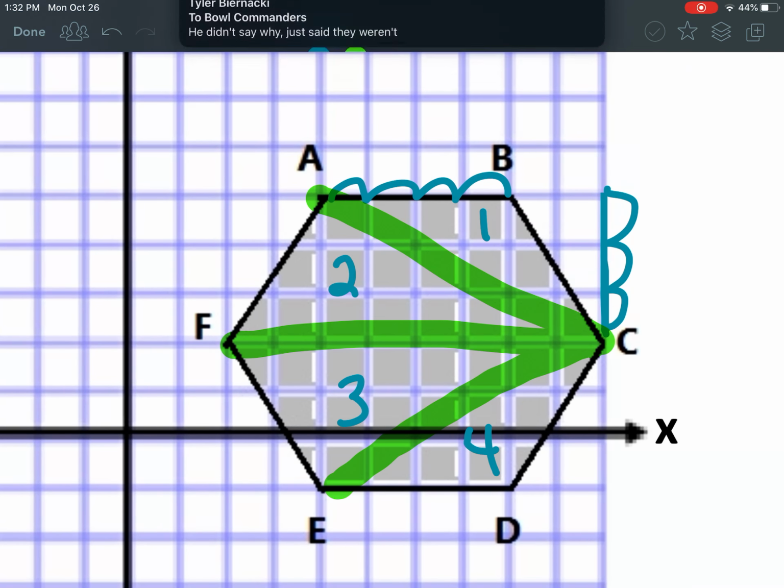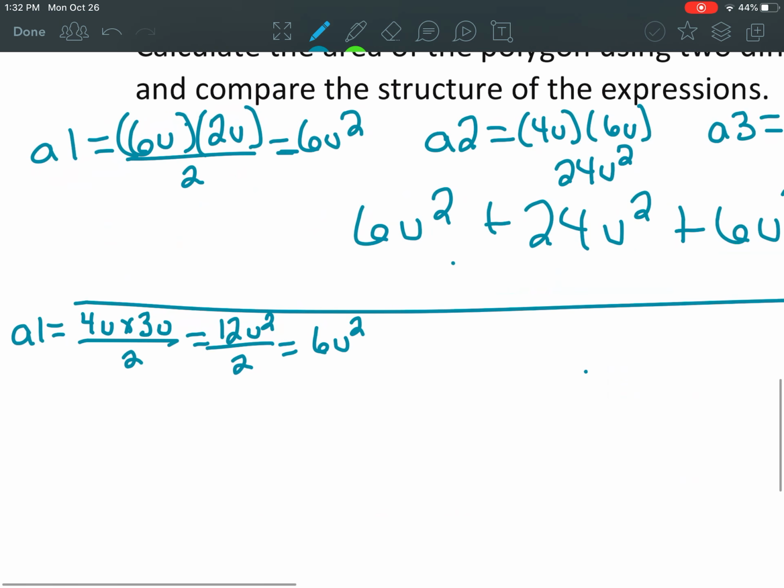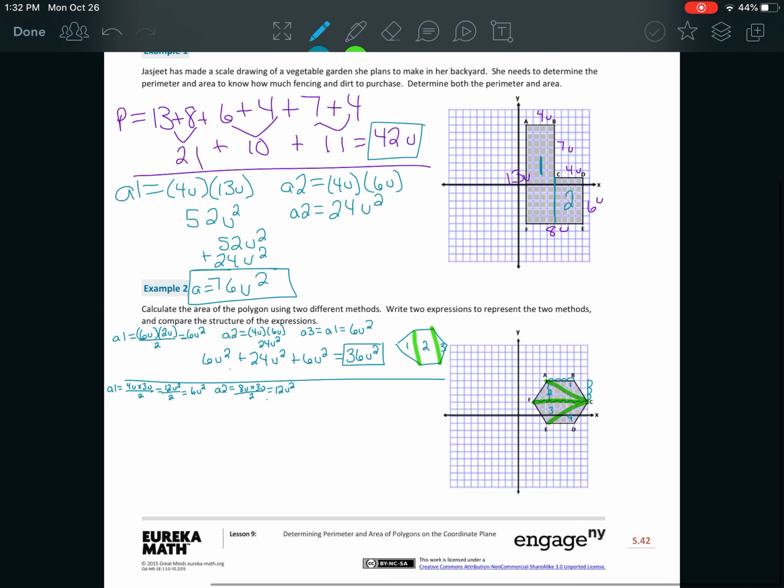Okay, the area of 2. 1, 2, 3, 4, 5, 6, 7, 8. 1, 2, 3. So we have a base of 8 and a height of 3. So 8 units times 3 units divided by 2. So this would be 8 times 3 is 24, divided by 2 is 12. So it would be 12 units squared.